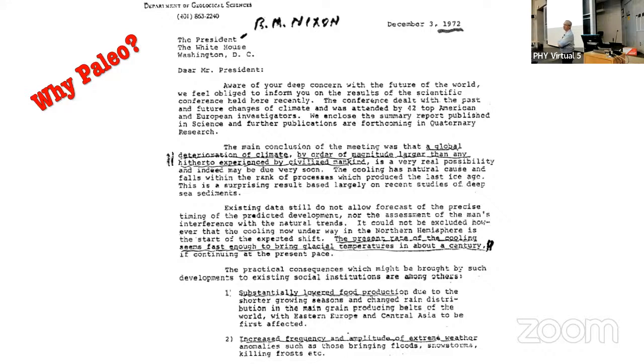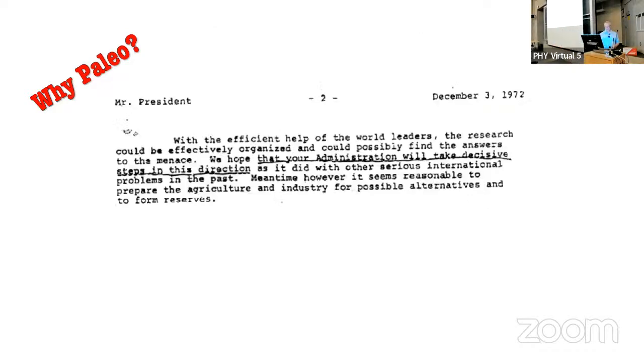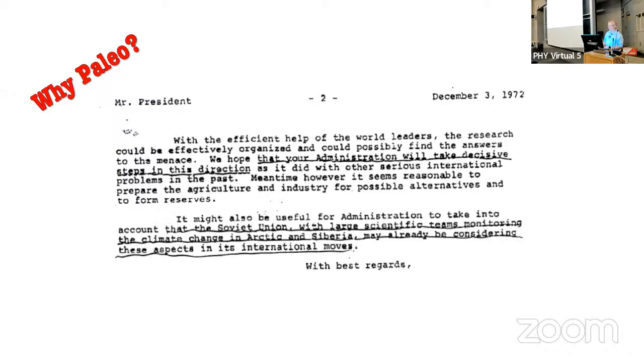The 1970s, that's the hint. What do you need to convince the president to do something in the 1970s? The Russians. Someone said the Russians. Let's see. So we hope that your administration will take decisive steps. And as we said, the way to convince the president is that the Soviet Union, with large scientific teams monitoring the climate, so the Russians are already working on it. So the Russians are coming. Well done, well done. You should go into politics.